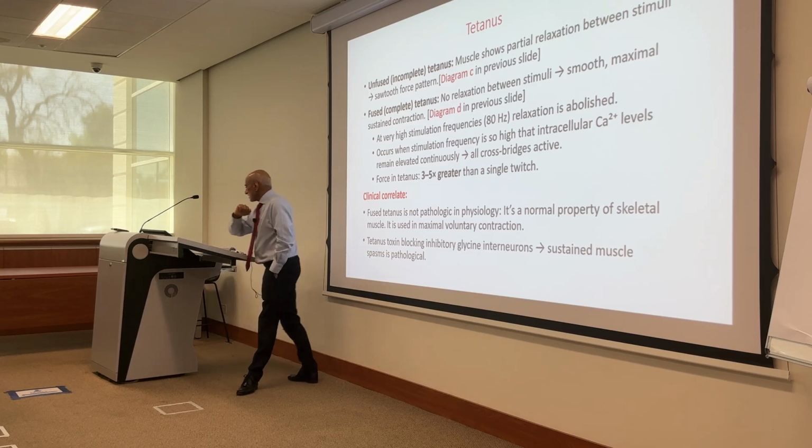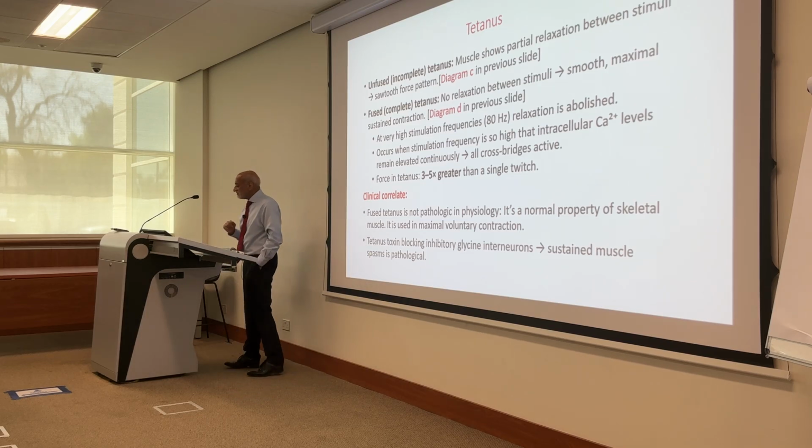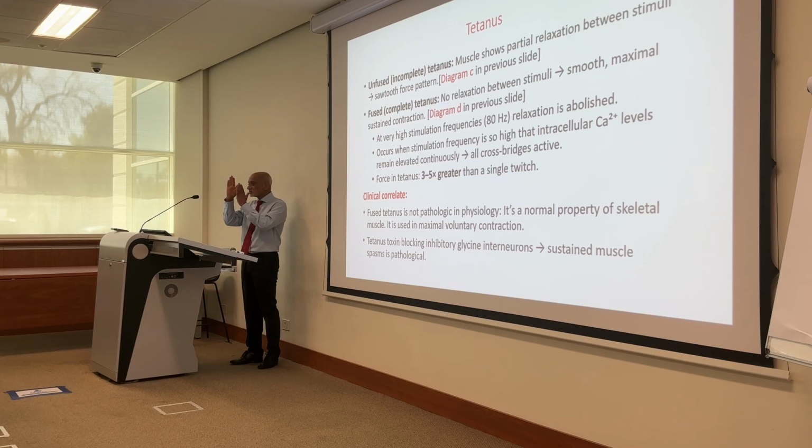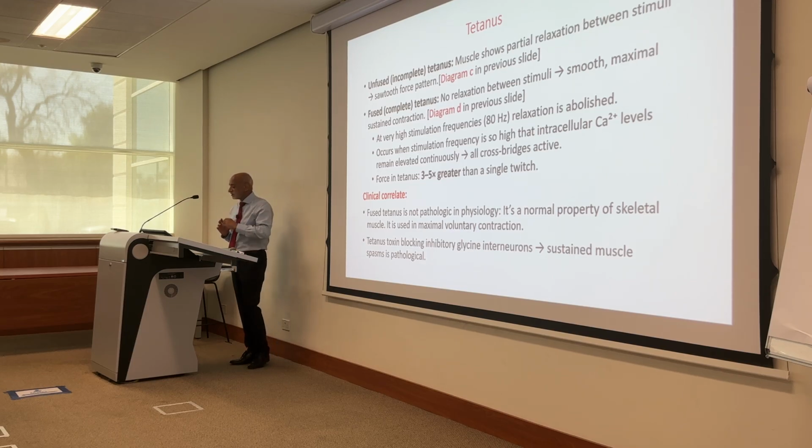Okay. So, again, you can have an unfused version where the action potentials are reasonably close together, but there's a little bit of a relaxation. Slide C, or diagram C in the previous slide. A fused contraction is diagram D, where there is no relaxation whatsoever. This generally happens at very, very high frequencies of stimulation. Okay?